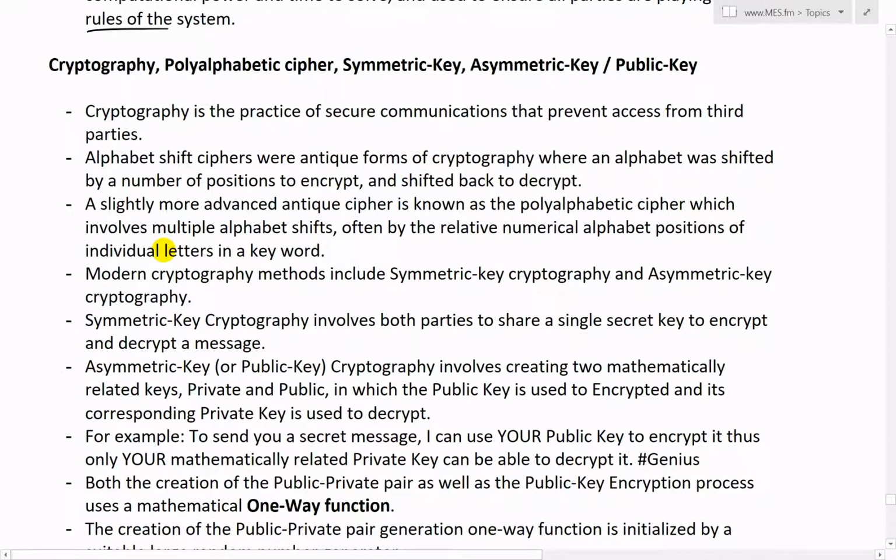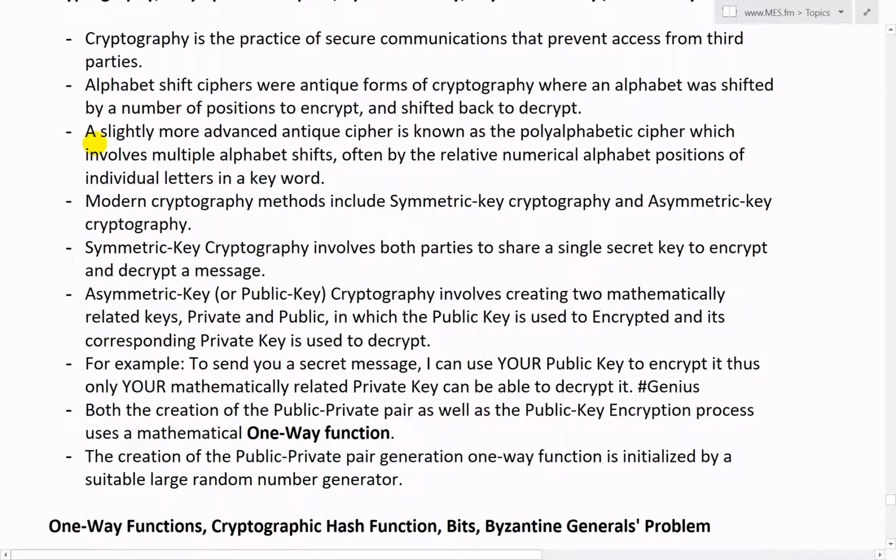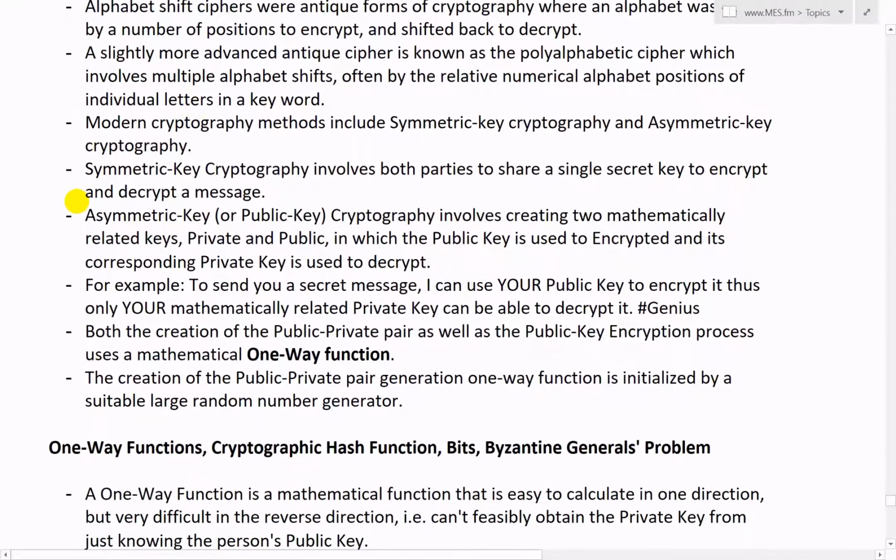Cryptography is the practice of secure communications that prevent access from third parties. Alphabet shift ciphers were antique forms of cryptography where an alphabet was shifted by a number of positions to encrypt and shifted back to decrypt. A slightly more advanced antique cipher is known as a polyalphabetic cipher, which involves multiple alphabetic shifts, often by the relative numeric alphabet positions of individual letters in a keyword, like the ABC one I did. Modern cryptography methods include symmetric key cryptography and asymmetric key cryptography, or the public key one.